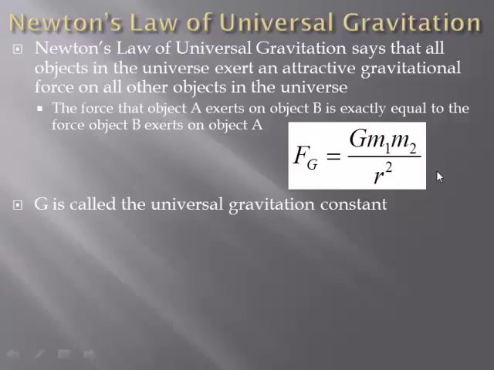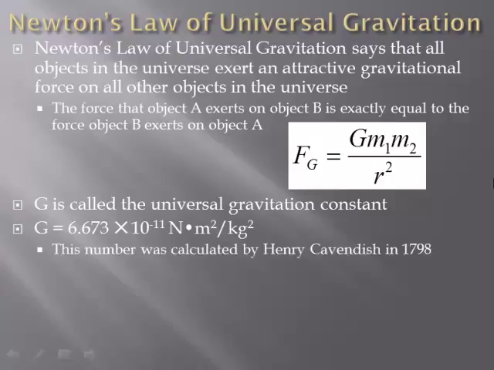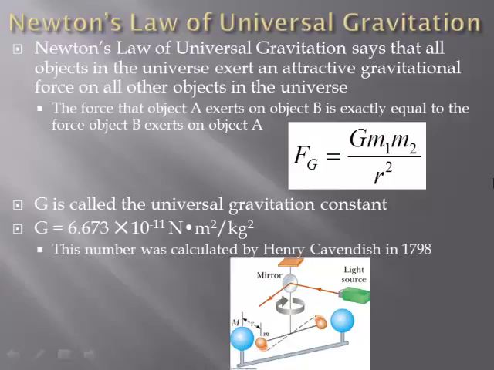So G is a number that is equal to 6.673 times 10 to the negative 11th, and those are the units that just allow everything here to cancel out. This number was calculated by Henry Cavendish in 1798 using a setup that looks something like this. He had two larger masses and two smaller masses, and he was able to calculate the angle of deflection between them, and from there he was able to calculate G. Physicists call that big G.